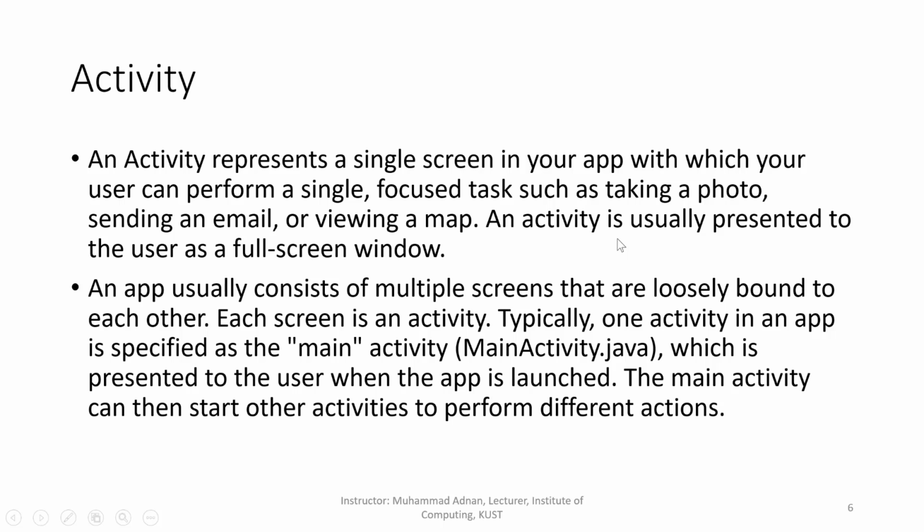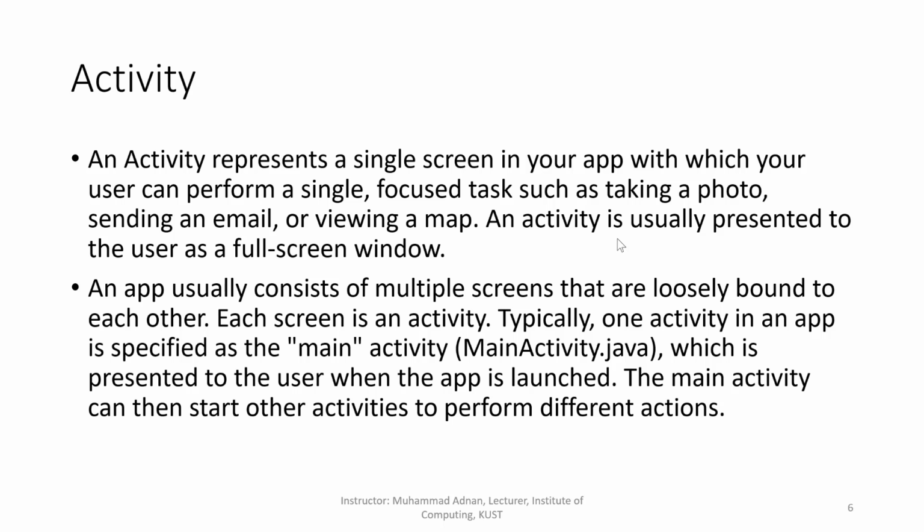An activity represents a single screen in your app with which your user can perform a single focused task, such as taking a photo, sending an email, or viewing a map. An activity is usually presented to the user as a full screen window. An app usually consists of multiple screens or multiple activities that are loosely bound to each other. Each screen is an activity in an Android mobile phone.